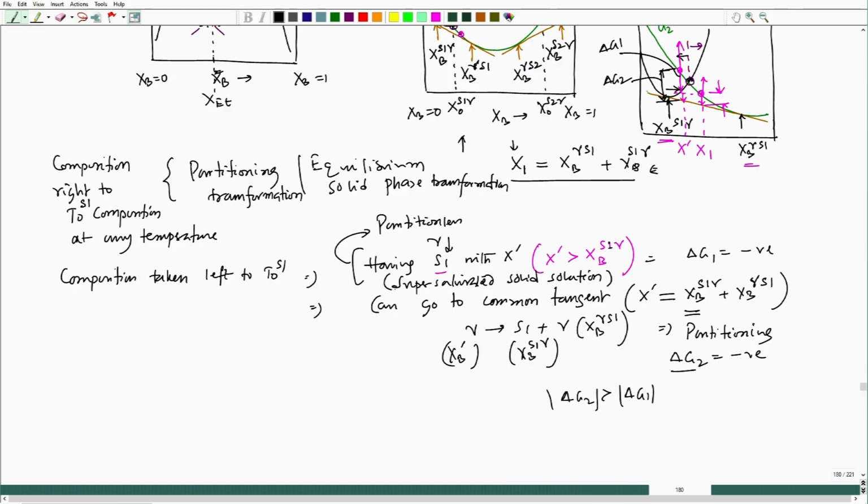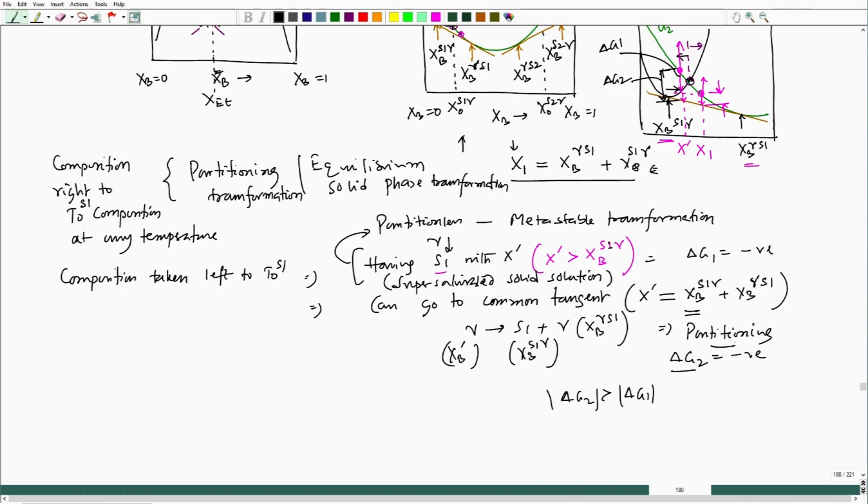Supersaturated solute solution, we can get with excess solute of B, fine. That happens since it requires no long range diffusion. So, this is also a kind of metastable transformation. This can also be possible.